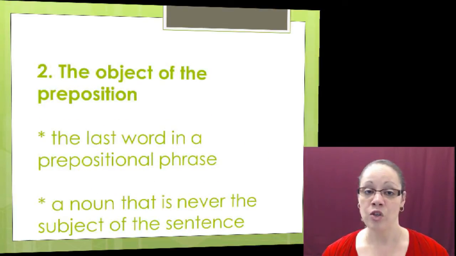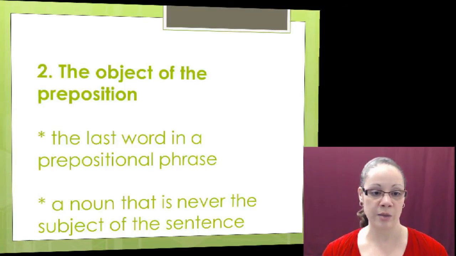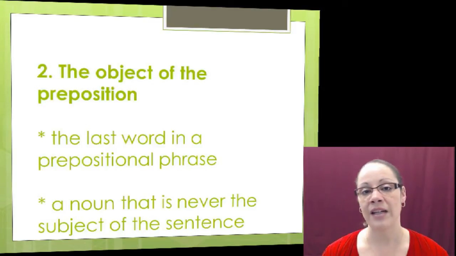A prepositional phrase also is made up of the object of the preposition. It is the last word in a prepositional phrase, and it's a noun. So that last word in a prepositional phrase, which is the object, is always going to be a noun. However, this noun is never going to be the subject of a sentence.